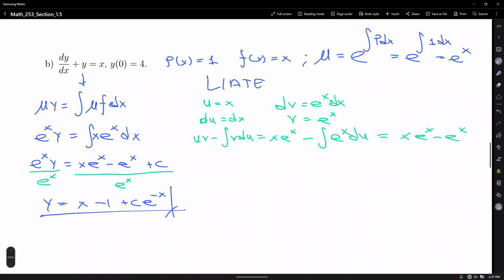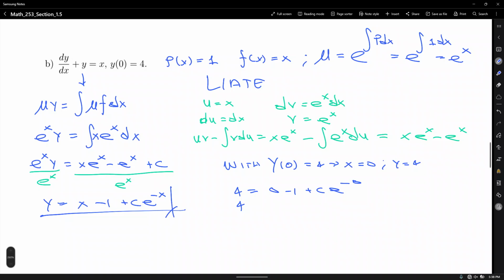Now we need to look for the particular solution having initial condition y of 0 equals 4. So with y of 0 equals 4, which is x equals 0 and y equals 4, substitute into the solution: 4 equals 0 minus 1 plus c e to the negative 0. There's going to be a lot of very simple cancellations.